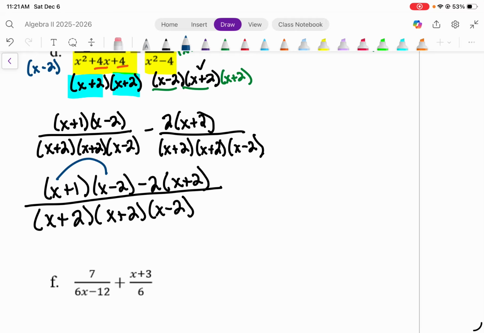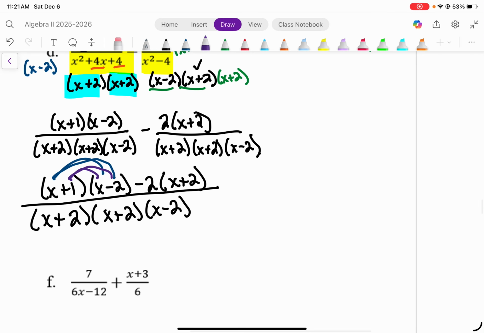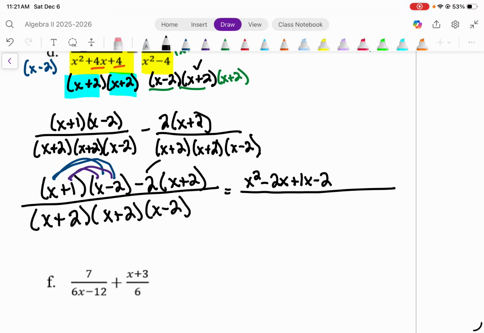We're going to take x times x times negative 2, and then x times 1, and then 1 times negative 2. So when we FOIL that out, we would get x squared minus 2x plus a 1x and then minus 2. And then we'll distribute this negative 2, and that will give us a negative 2x minus 4. And our denominator stays the same.